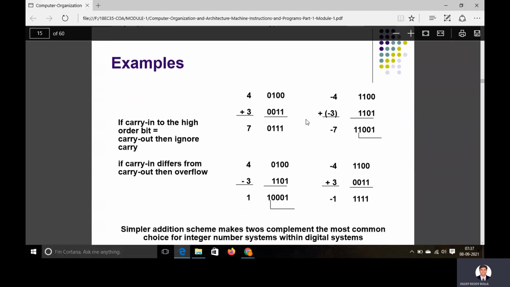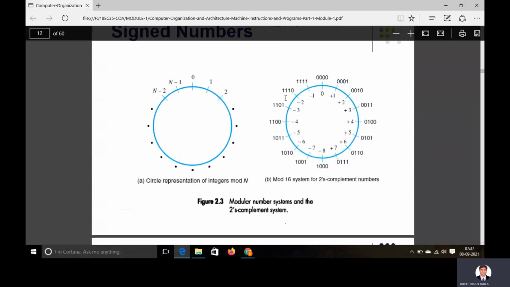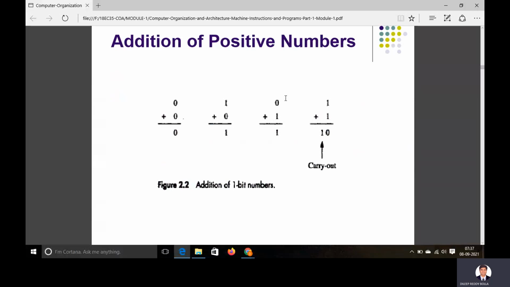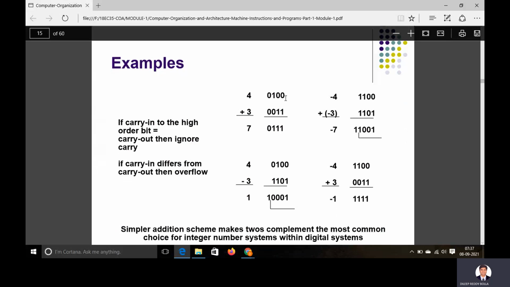Let us take an example. If you are trying to add 4 and 3, both are positive numbers, so there is no problem in this. 4 is represented by 0 1 0 0, and 3 is represented by 0 0 1 1. To directly add them, as we have seen in binary addition: if you have 0 and 0, the sum is 0; 1 and 0, the sum is 1; 0 and 1, the sum is 1; and 1 and 1, the sum is 0 and the carry is 1. With this input, let us carry forward.